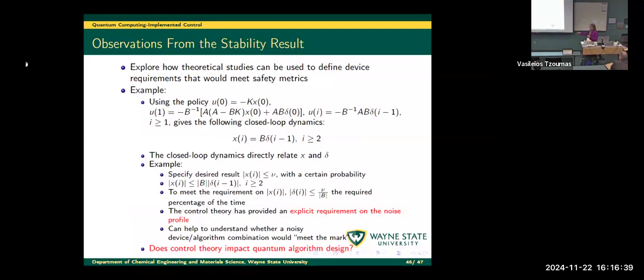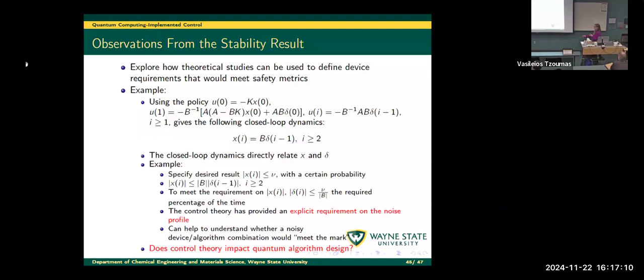So if, for example, we wanted to specify that our desired result is that the norm of the state is less than or equal to an upper bound nu with a certain probability, and we said, if the computer could achieve that for me, I will use that computer, then we could use this expression, take the norm on both sides and rearrange things. And now I can place a bound on how the noise has to act. I can say the noise realizations have to be less than or equal to the nu that I want to specify divided by the norm of the matrix B, the required percentage of the time.